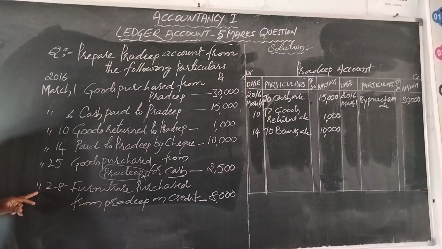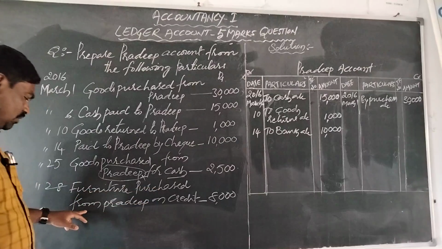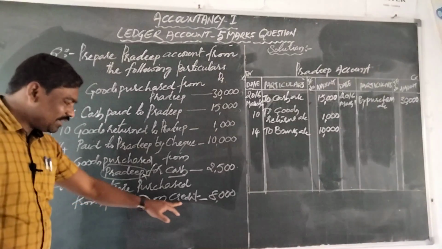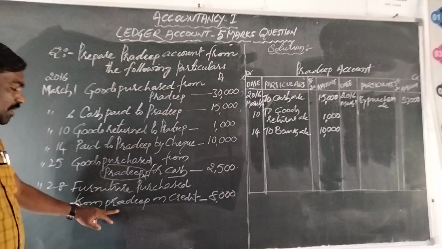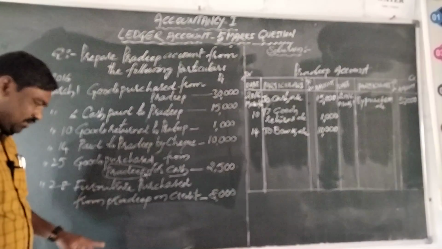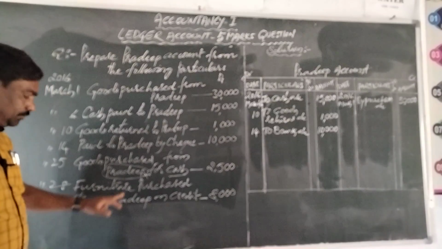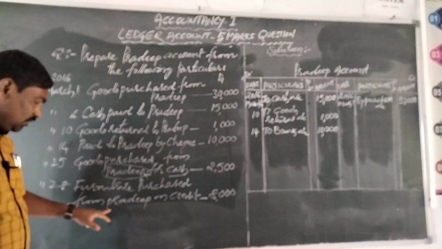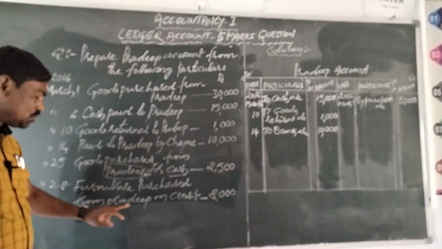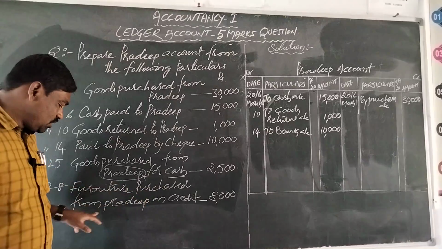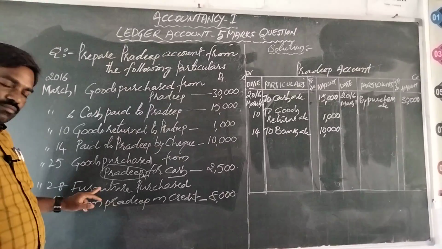And here you see, on 28th March, furniture purchased from Pradeep on credit. So whenever it is a credit transaction, we must give importance to the name of the person. Here in a cash transaction, we must not give importance to the name of a person. When there is a credit transaction, you must give importance to the name of a person. So furniture purchased from Pradeep. Here furniture account and purchase account, both are important.